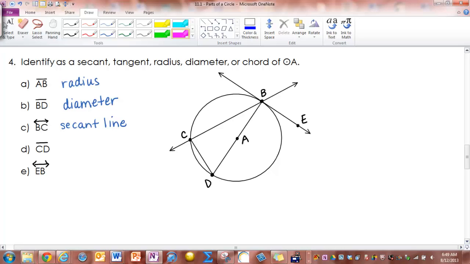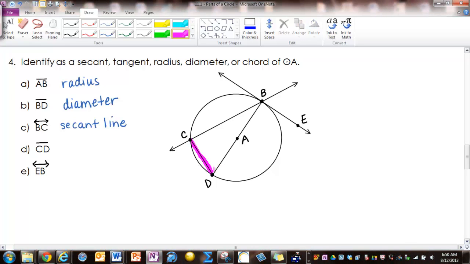Next is segment CD. Now segment CD does connect 2 points that are on the circle, but it doesn't go outside the circle in any way. So it's very similar to the secant line, but it's not a line, it's a segment whose endpoints are on the circle. So we call segment CD a chord.